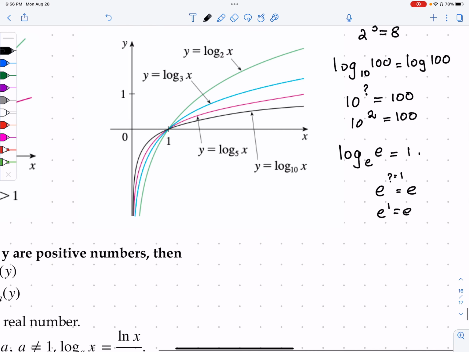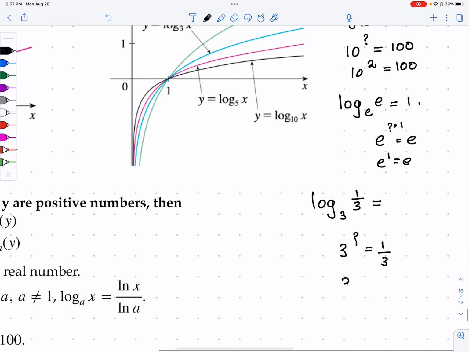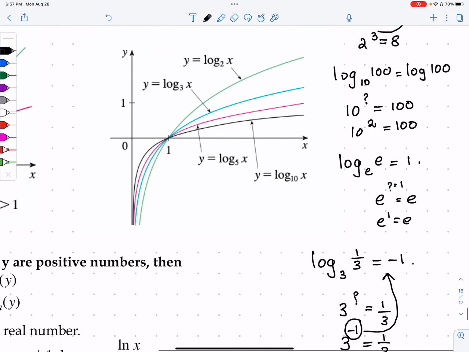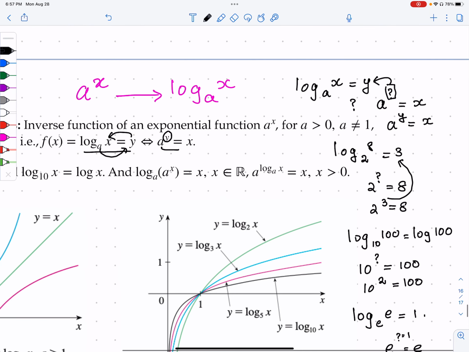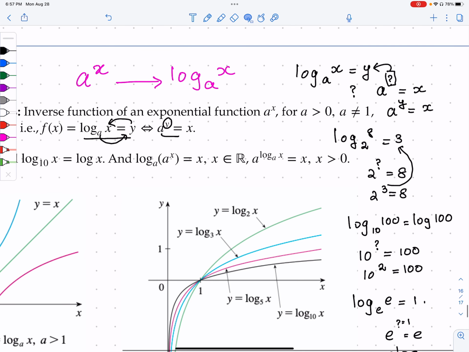And again, if I ask you, what is the log 1/3 base 3? The question is, what is the power of 3 that will give me 1/3? You all know the answer is -1. 3 to the -1, the multiplicative inverse, is 1/3. So the answer would be -1. That is how the logarithmic functions work. And again, as I told you before, logarithmic functions are inverse functions of each other.